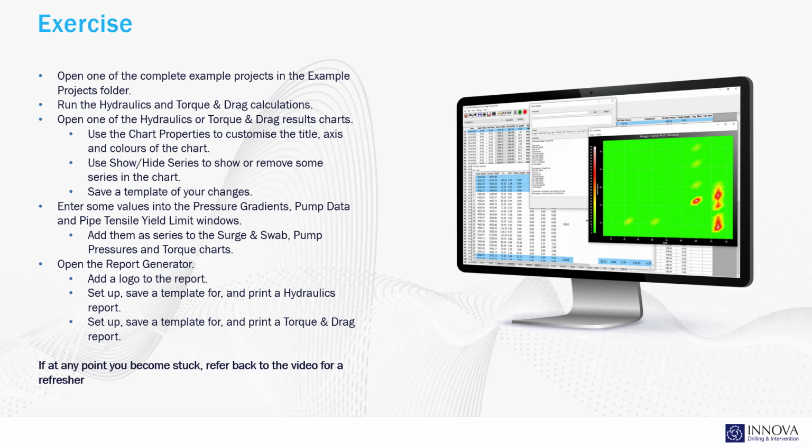Then open up the report generator, add a logo to your report, set up a hydraulics report by picking some options from the hydraulics tab, and then save that report as a template and then print it off. Once you've printed off a hydraulics report, go back into the report generator, do the same for torque and drag, select some options from the torque and drag tab, save that as a second template, and then print off the torque and drag report. If at any point you become stuck, refer back to the video for a refresher.